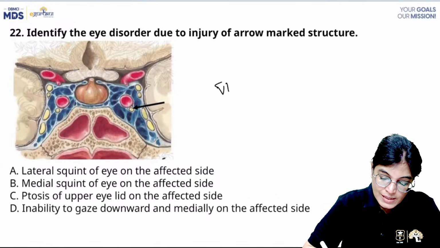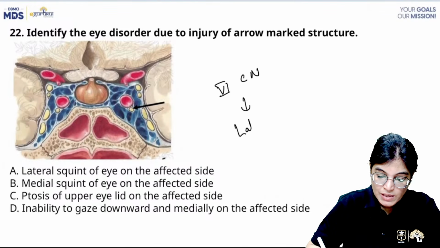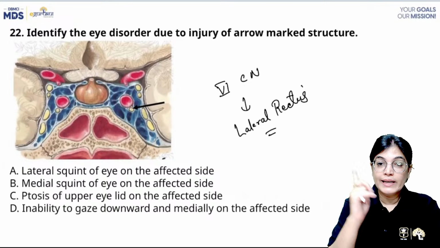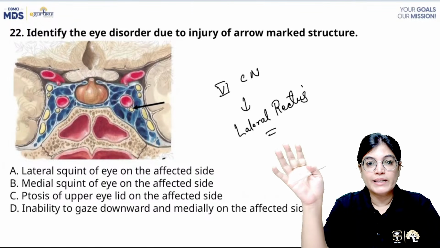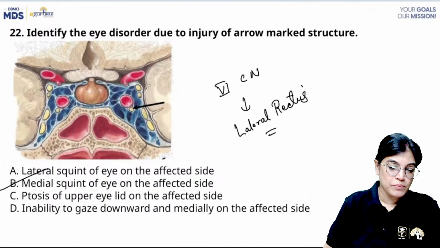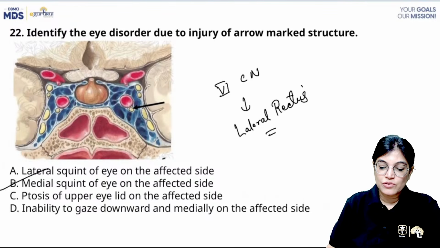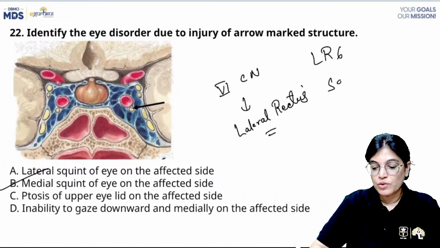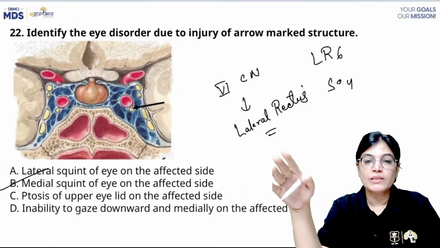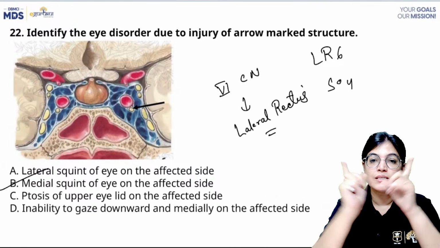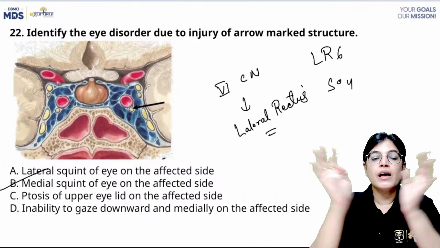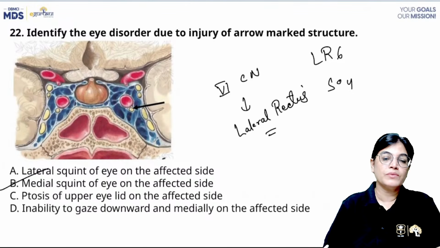So the nerve is the sixth cranial nerve, and it gives innervation to one muscle, the lateral rectus. When the lateral rectus muscle is paralyzed, what will happen? Lateral movement of the eye is not possible. The eye is not able to move laterally, so we will have a medial squint. So B is the right answer. Absolutely correct. The lateral rectus is supplied by LR6, SO4. The superior oblique is supplied by the trochlear nerve. Here the lateral rectus is supplied by the sixth cranial nerve passing inside the cavernous sinus, which gives innervation to the lateral rectus, which abducts and moves the eyeball laterally. So if it is paralyzed, the patient will have a medial squint of the affected eye.